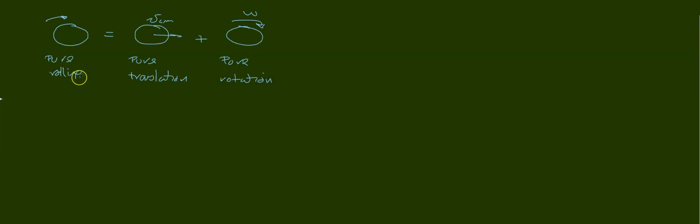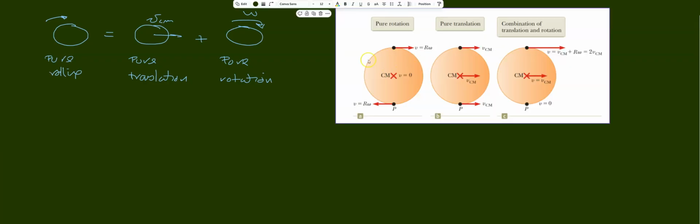So pure rolling without slippage is the same as pure translation plus pure rotation. Well, with a better drawing, we can say the opposite. The pure rotation plus pure translation is equal to this, which is the combination of translation and rotation, and that will be pure rolling.